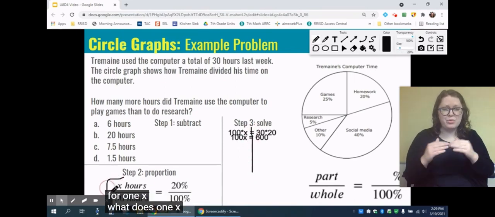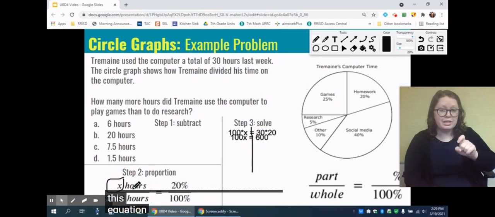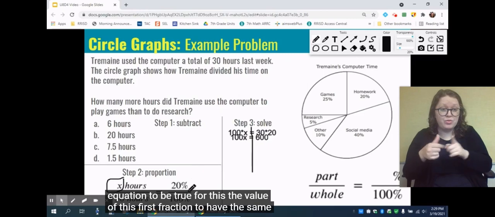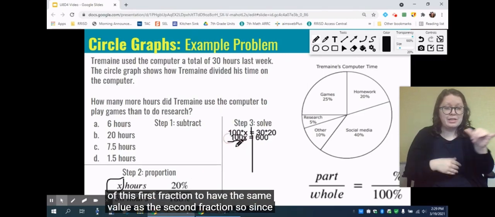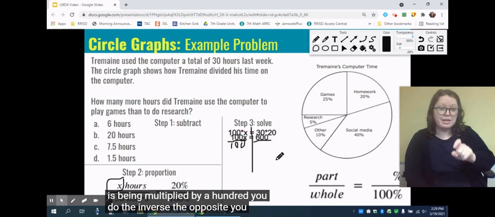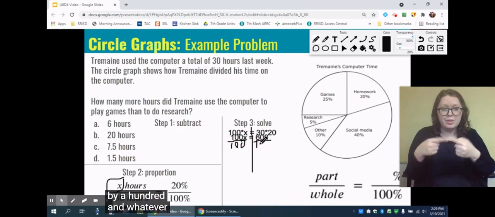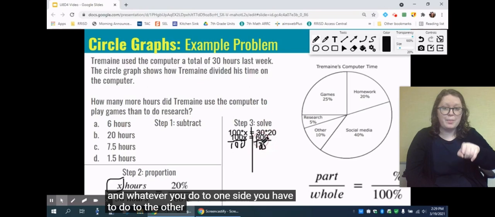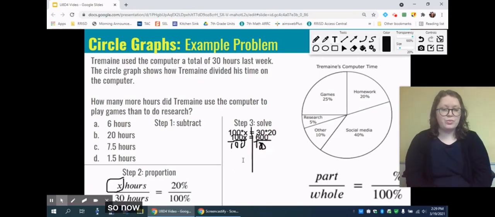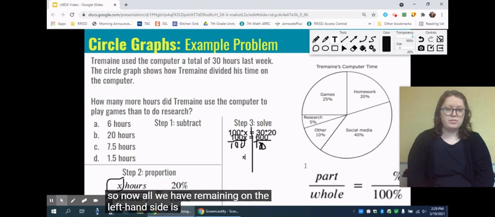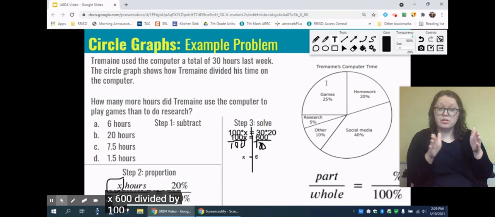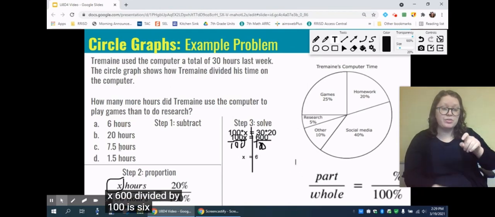What does 1x have to be in order for this equation to be true, for the value of this first fraction to have the same value as the second fraction? So since x is being multiplied by 100, you do the inverse, the opposite, you divide by 100. And whatever you do to one side, you have to do to the other. So now, all we have remaining on the left-hand side is x. 600 divided by 100 is 6.